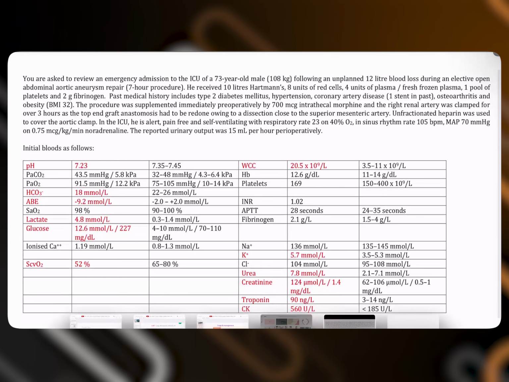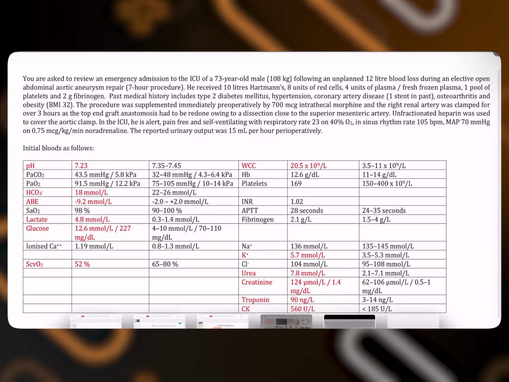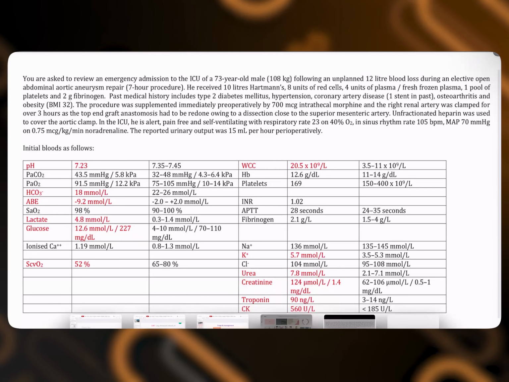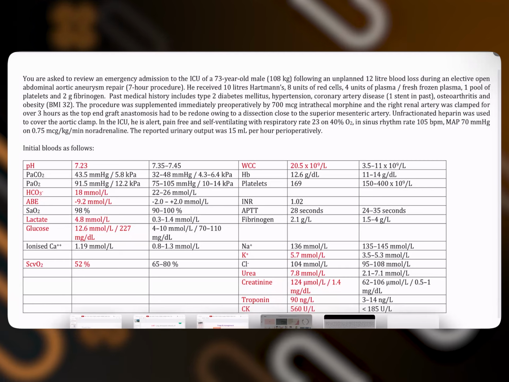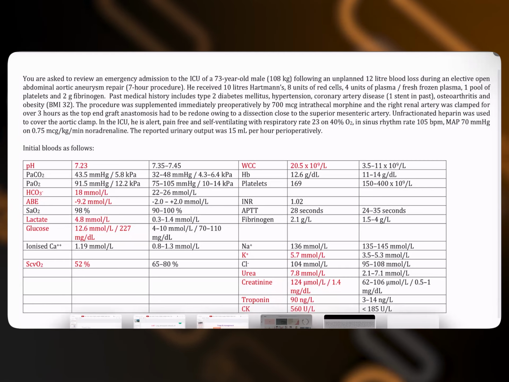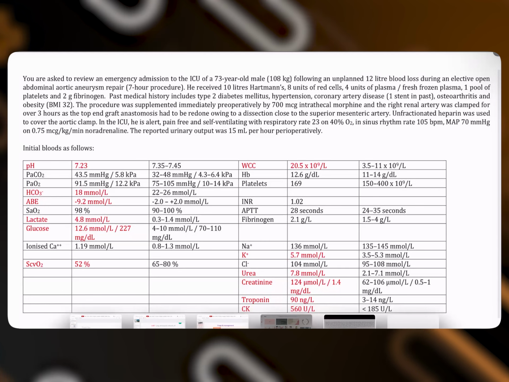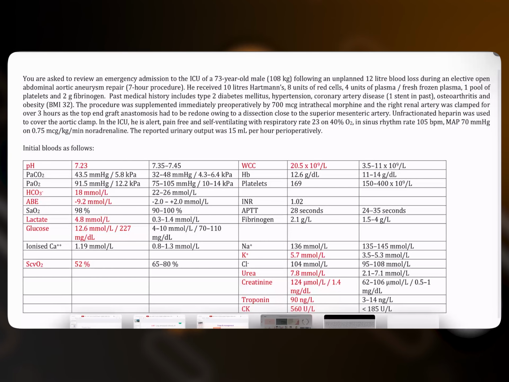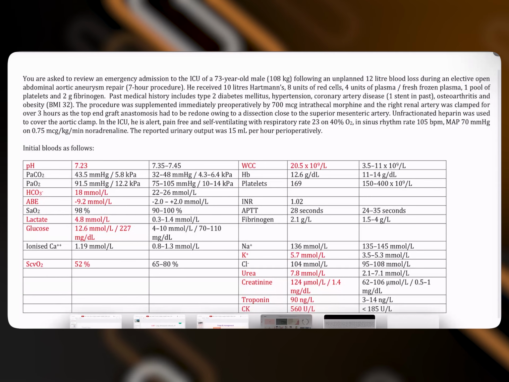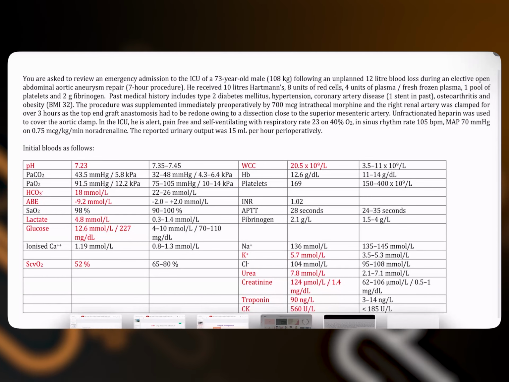ABG is showing high anion gap metabolic acidosis with hypoxemia, with elevated lactates and low ScvO2. TLC is high, 20,000 counts, with hyperkalemia, and urea and creatinine are elevated, suggesting acute kidney injury, and troponins are high, and serum CK levels are also elevated.